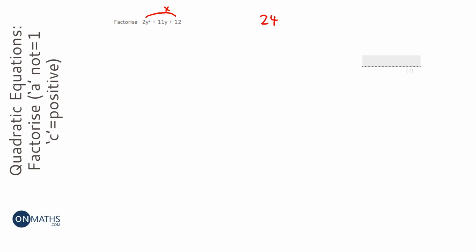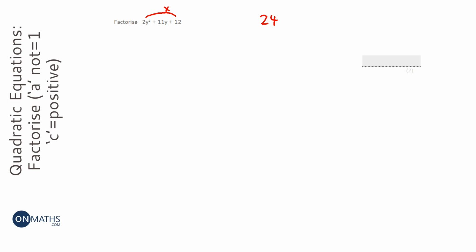Now, there's multiple ways of doing this question. There's loads of strategies out there. I'm just going to show you the method I do. I get the coefficient of the x squared, or in this case y squared, and times it by the number at the end. So that's going to give me 24.